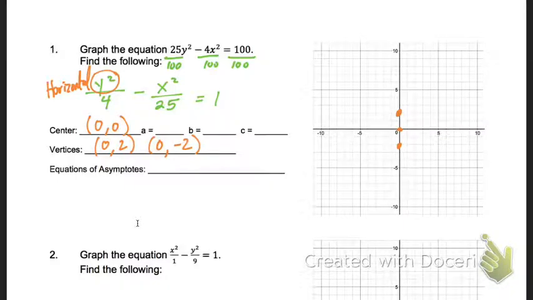I thought B was always up and down. No, in a hyperbola, B always stays with the Y, and A always stays with the X. Okay. So don't get caught up in the A's and the B's. I don't want you to be focused on that. I want you to think whatever is under the Y is what goes in the Y direction, and whatever is under the X goes in the X direction. In fact, I really won't make you label A and B for this section.